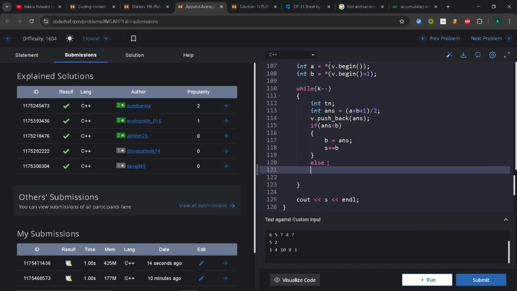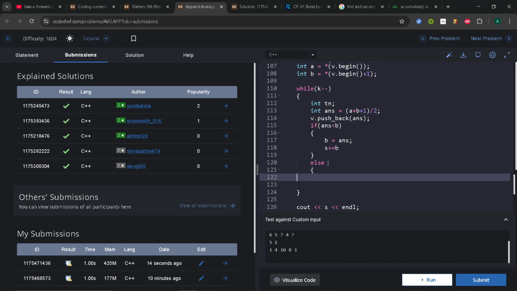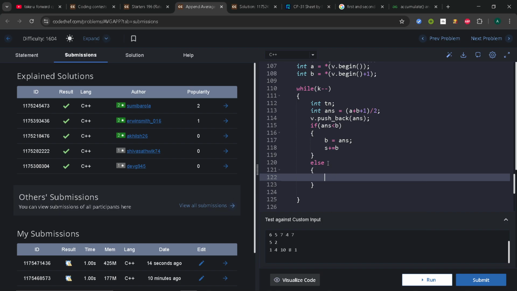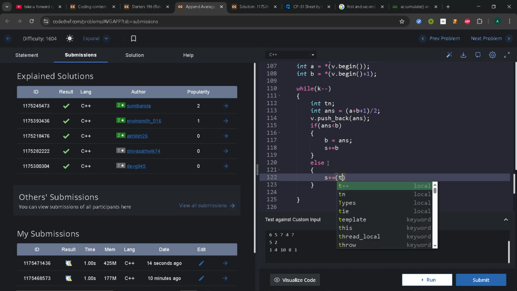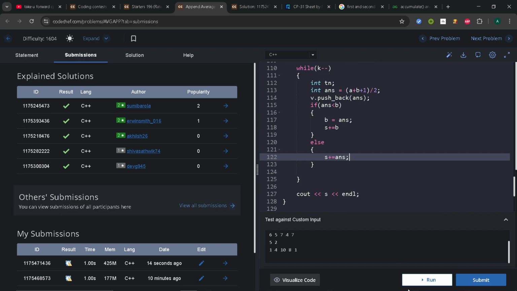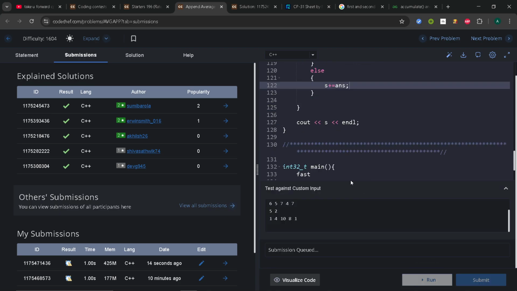Else what I'll do is B is equal to, or else what I'll do, I'll just S plus equal to T into K, or else S plus equal to answer, and then I'll just print S and L.